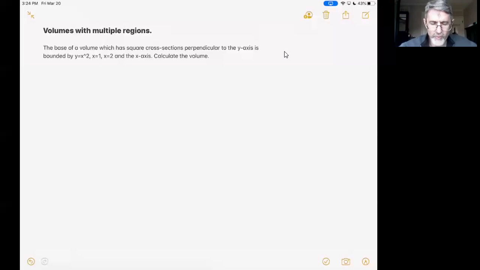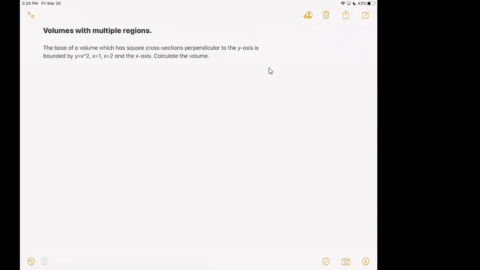Hello, in this video we're going to look at volumes for square cross sections where we have actually two different regions we need to look at. So we won't be able to set up a single integral to solve the problem. We'll have to set up multiple integrals to solve the problem. So we had the camera. You can see a problem right here.